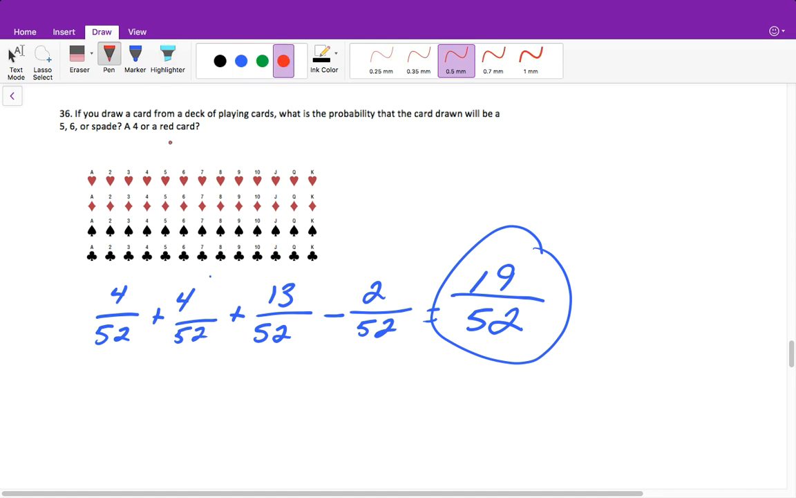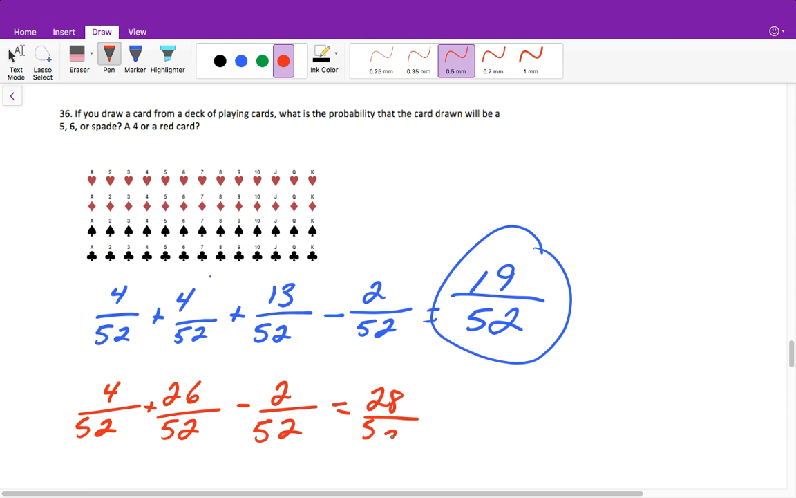All right, the next one, a 4 or a red card. Well, we have 4 4s and 26 red cards. But of those 26 red cards, 2 of them are 4s, so they've already been accounted for, so we need to subtract those. So then we have a total of 28 out of 52, which if we reduce this, 4 goes in 28 7 times, and in the 52, 13. So we have 7 out of 13 of picking a 4 or a red card.